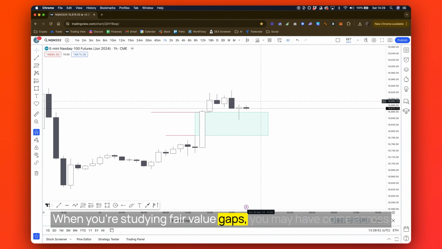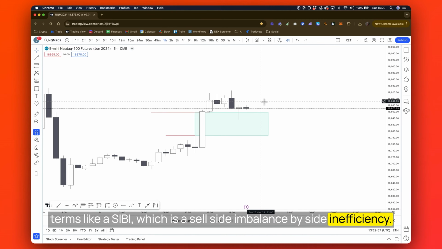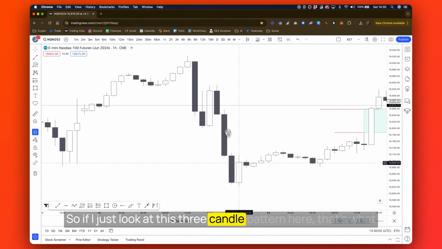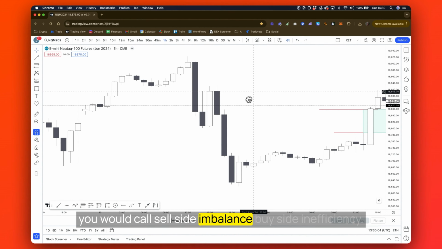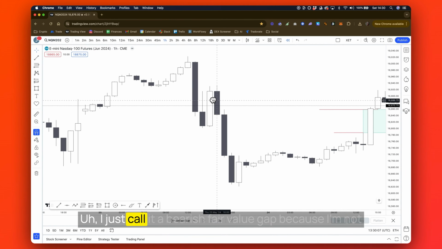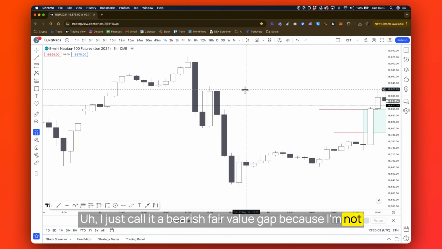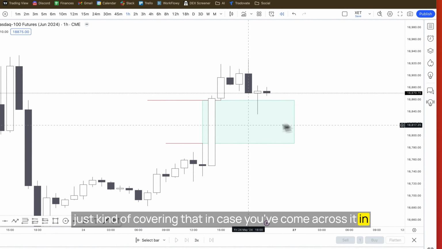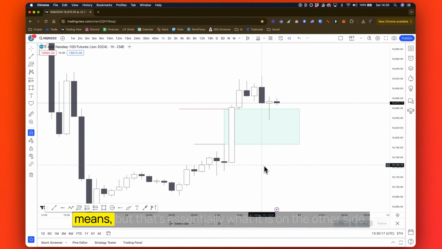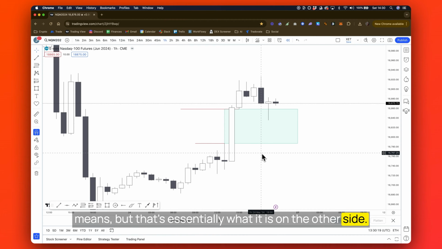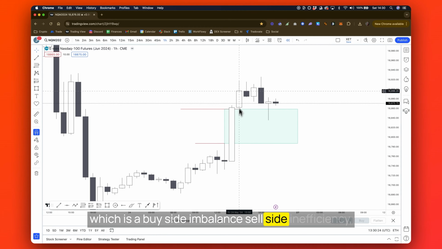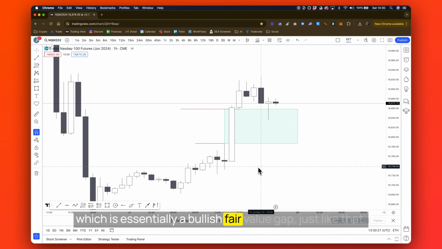When you're studying fair value gaps, you may have come across terms like a SIBI, which is a sell-side imbalance, buy-side inefficiency, which is essentially just a bearish fair value gap, right? So if I look at this 3-candle pattern here, that's what you would call sell-side imbalance, buy-side inefficiency. I just call it a bearish fair value gap because I'm not really big on using these really complicated terms, but I'm covering that in case you've come across it in other videos and you might not know what that means. On the other side, you have a BISI, whatever you want to call it, which is a buy-side imbalance, sell-side inefficiency, which is essentially a bullish fair value gap, just like that.